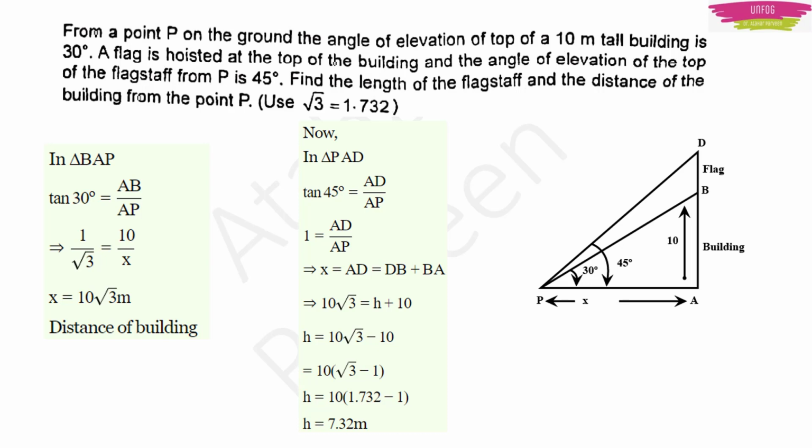Now x is equal to AD. This is equal to DB plus BA. We already have x, right? That x is 10 root 3. That will be equal to DB, we are putting as h, plus BA. BA we know, it is given in the question, the height of the building, that is 10. With this I can find h. This is very easy, right? All these mathematics if you do, you find the correct answer.